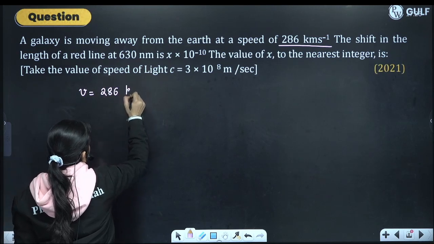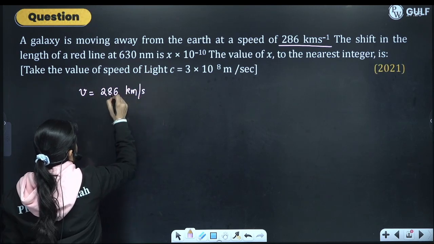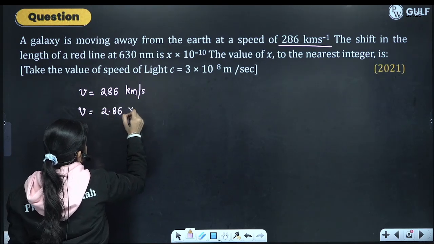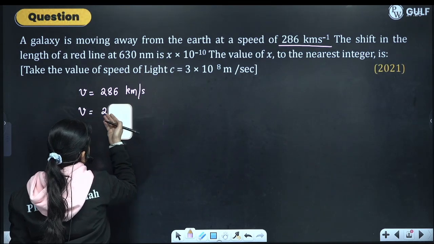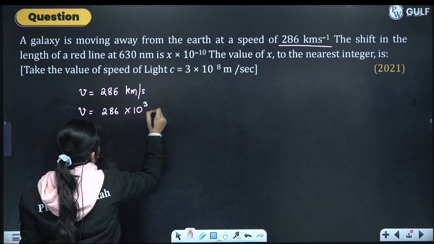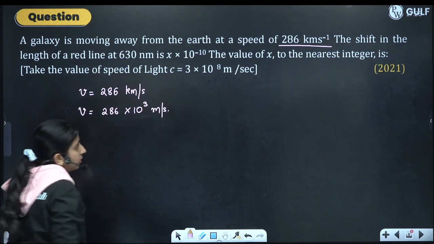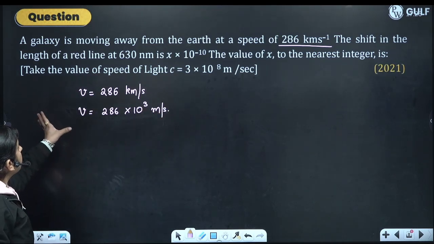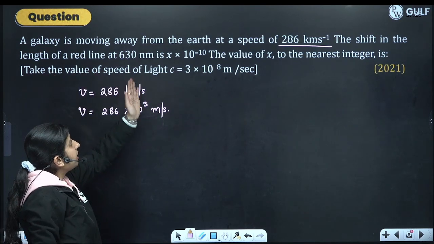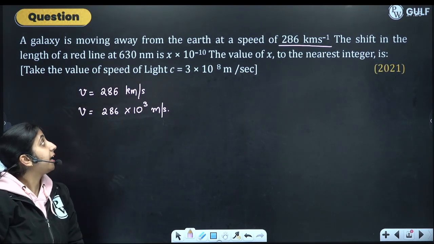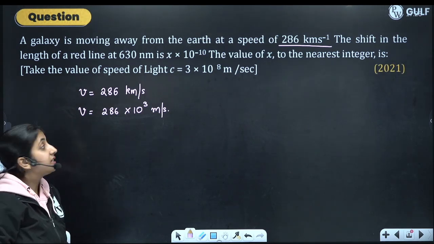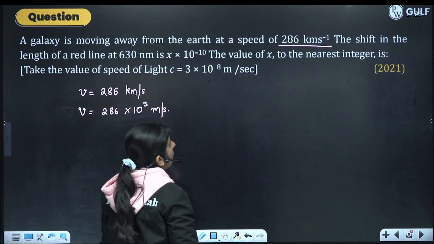286 km per second is equal to 2.86 into 10 raised to the power 5, or better write it, 286 into 10 raised to the power 3 meter per second. Shift in the wavelength of a red line at 630 nanometer is x into 10 raised to the power minus 10.